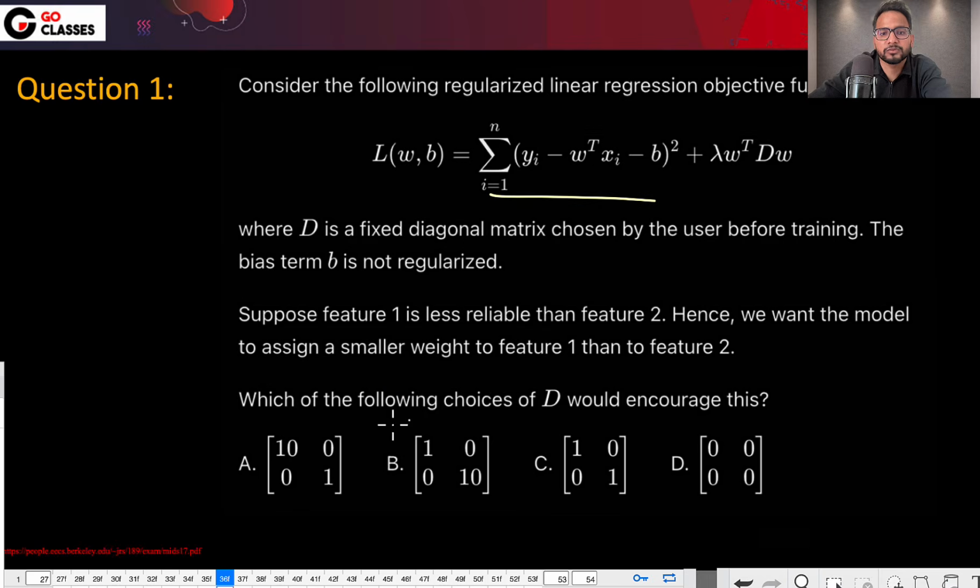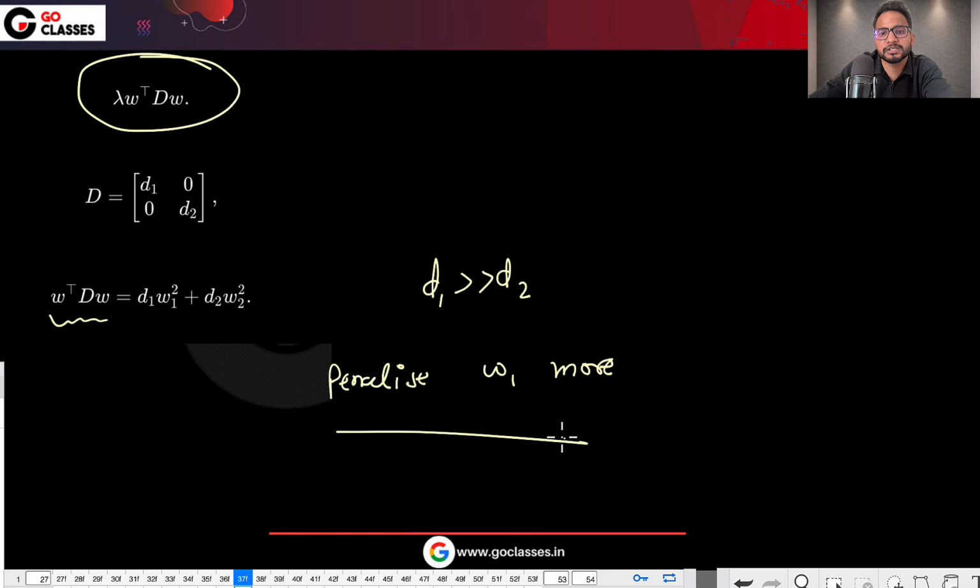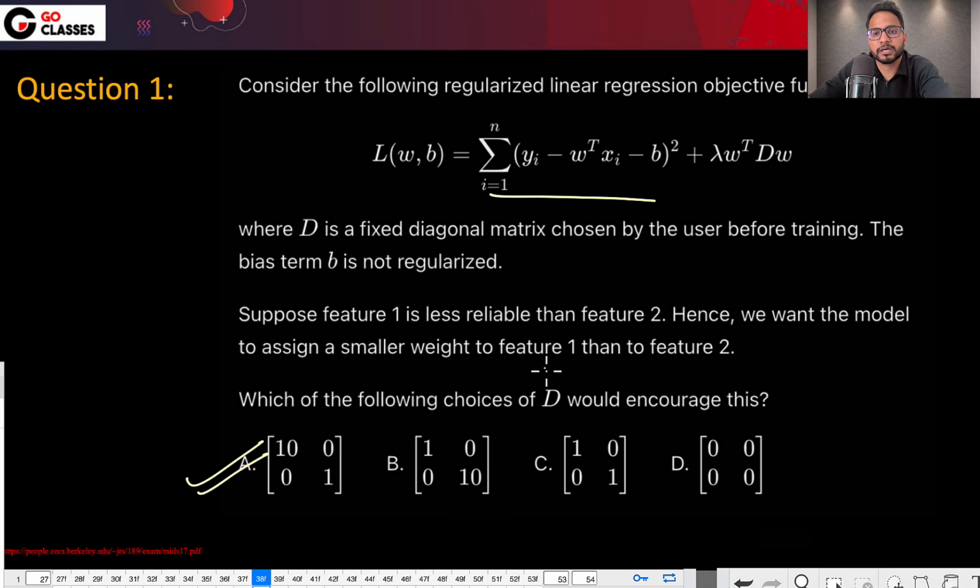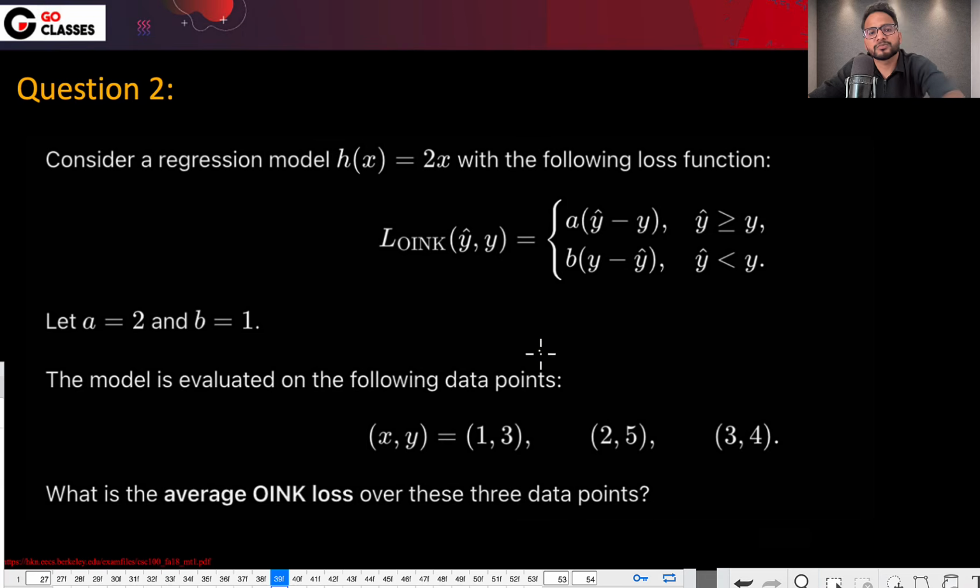So this is the question, and that's a very easy question. So finally A will be the correct answer. Now let's just move to the next question. In this question they are saying that some loss is defined, right? The loss is defined as a piecewise function, and then A and B values are also given. The model is evaluated on these 3 points. They are asking what is the average loss.